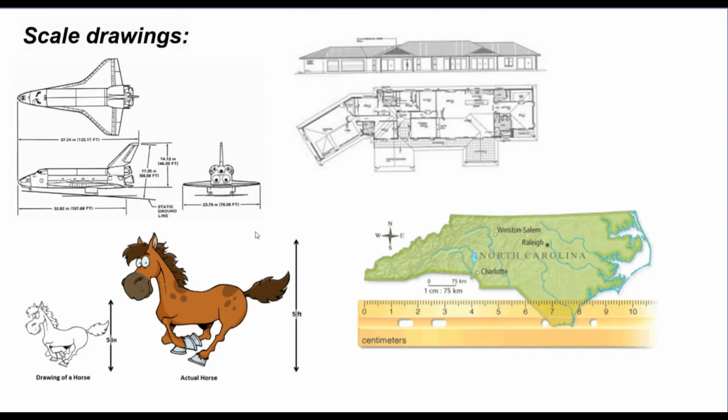So here are some examples of some scale drawings. I have some plans for a space shuttle, some house plans or blueprints, some cartoon drawings here, where one was enlarged, and then of course a map is probably the most common version of a scale drawing, where we can find distances in real life using a scaled down version of the real thing.